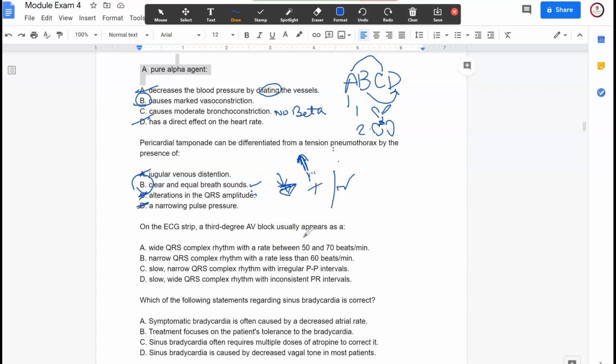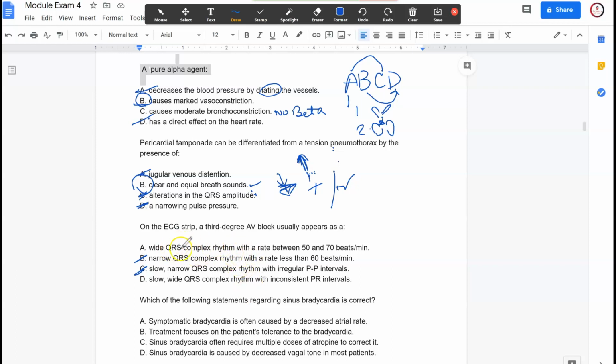On the EKG strip, a third-degree AV block usually appears as... So, most of the time, depending on where the QRS is coming from, it's not going to be coming directly from the AV junction. So you can cross out narrow QRSs. Right, so it should be a wide QRS complex.